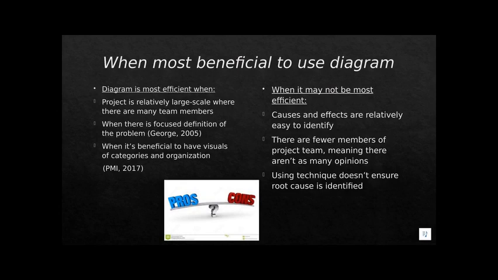All right, looking at the cause and effect diagrams, the fishbone diagrams, and looking at both when they are most efficient, when they're maybe not the most efficient, the advantages and disadvantages of the cause and effect diagram. The diagram is most efficient, best utilized when projects are relatively large scale, where there are many team members. Remember, I'm coming back to saying it is most efficient when there are many team members. It's really important to have a lot of feedback and a lot of brainstorming.